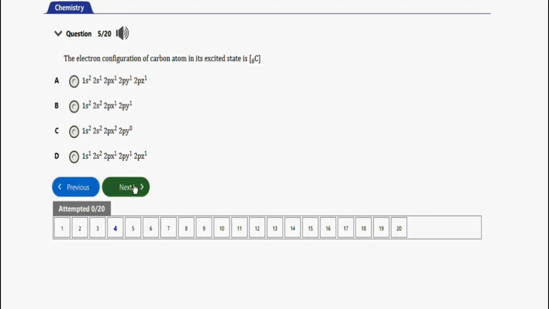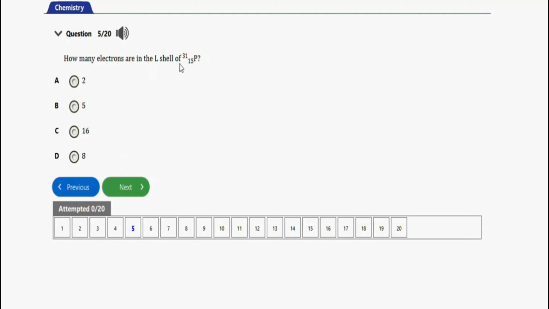The next question will be this one. It says how many electrons are in the L shell of this? So this is phosphorus. If you are representing its electronic configuration, you're going to have 2, 8, 5. Alright, so the 2 is for the K shell, the 8 is for the L shell, and the 5 is the M shell. Since you're looking at the L shell, the value there is 8. Okay, 2, 8, 5. So the L is the 8 value. Option D, the right option.